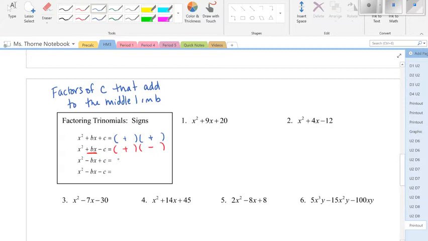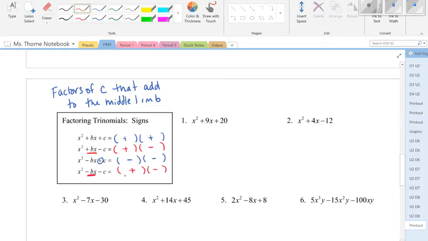Looking at the next one, the only way to get a plus for the last term is if both of my signs were negative, because a negative times a negative gives you a positive, but if you add two negatives together, you get a larger negative number. And so if we have minus and minus, these are also going to be opposite. So this would be plus and minus. And since my middle term is negative, the larger number when we factor would have to be negative.